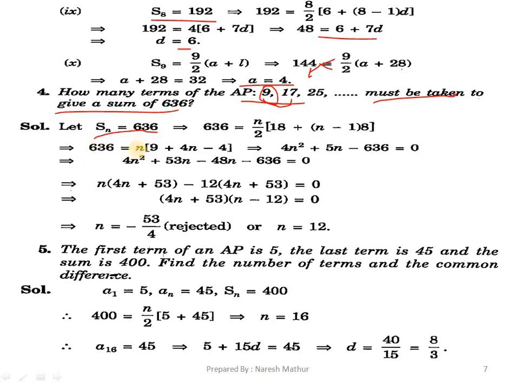Now from here we can get the value of n. So as we discussed, we'll get a quadratic equation. After solving the quadratic equation, we'll get the value of n. Obviously, in the quadratic equation we'll get two values of n. One value will be rejected because it is negative. So the value of n is equal to 12.